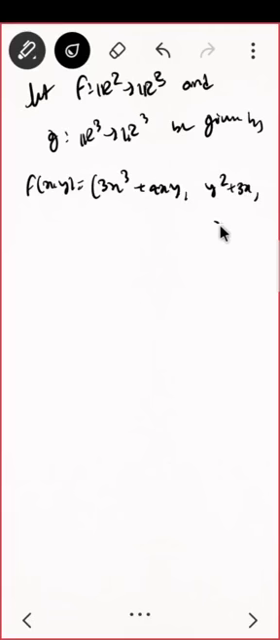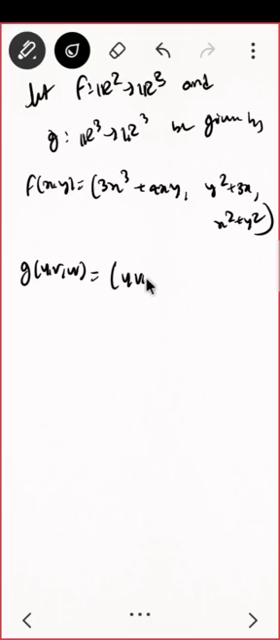f of (x,y) equal to (3x cube plus 4xy, R3, I mean R2 to R3, y square plus 3x, x square plus y square). So this is f of x. Next g of (u,v,w) is equal to (u,v,w, u square plus ...). This is R3 to R2, so that I can find the composition. u square plus v square plus w square.